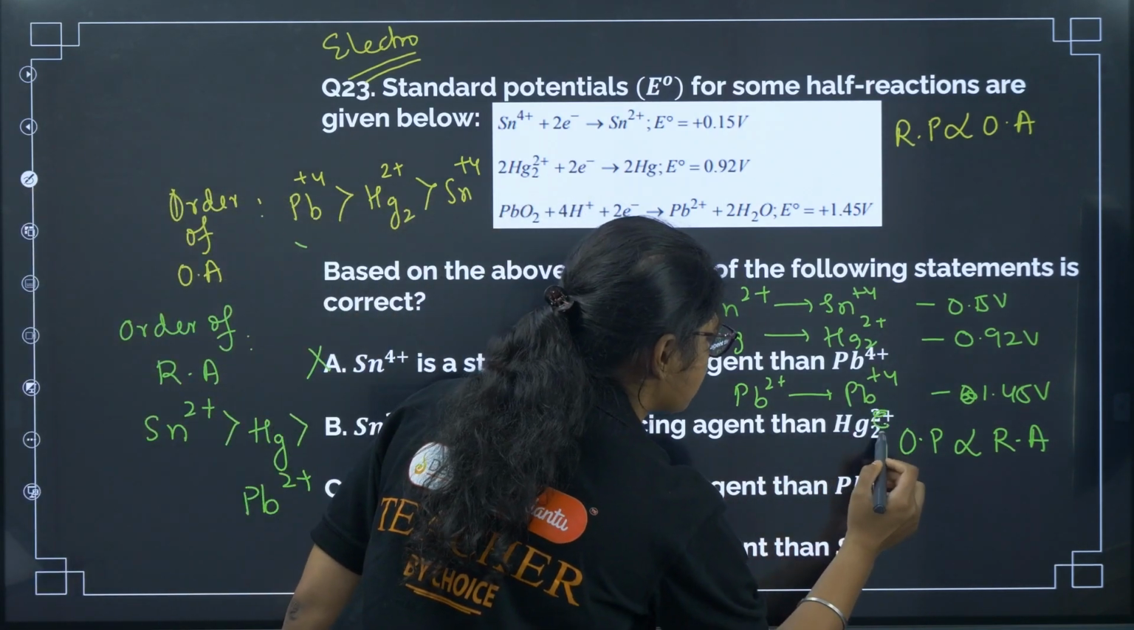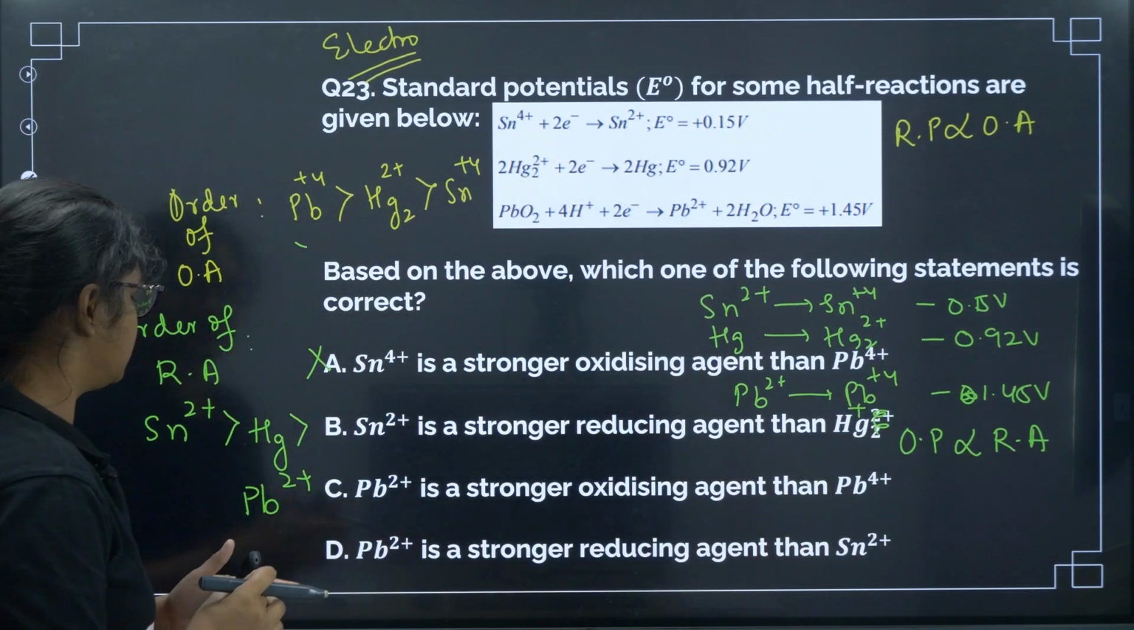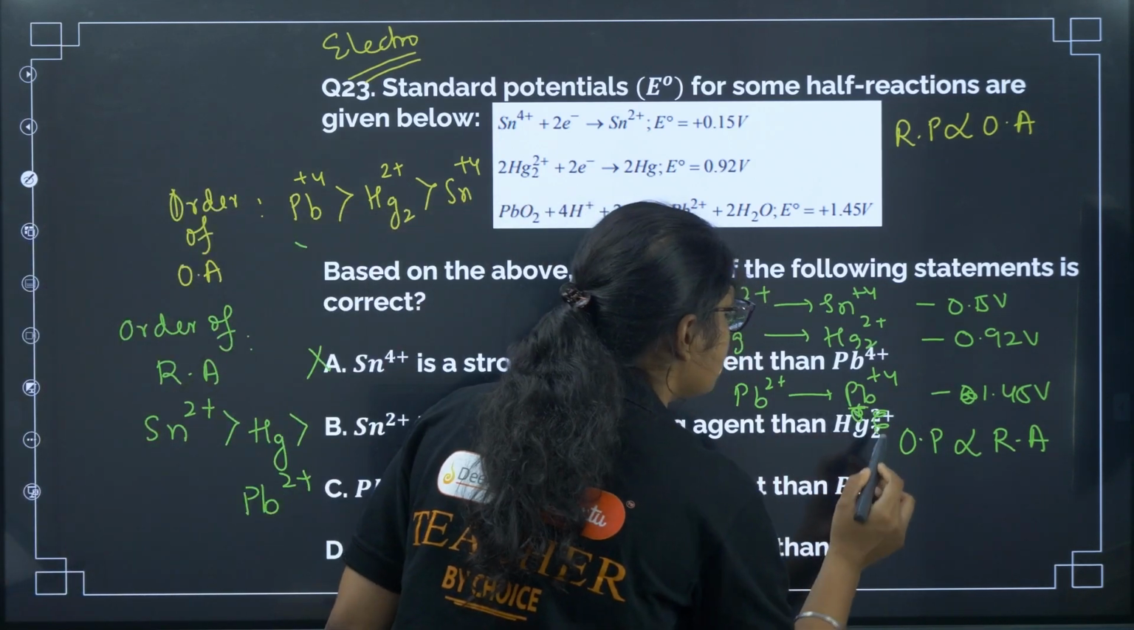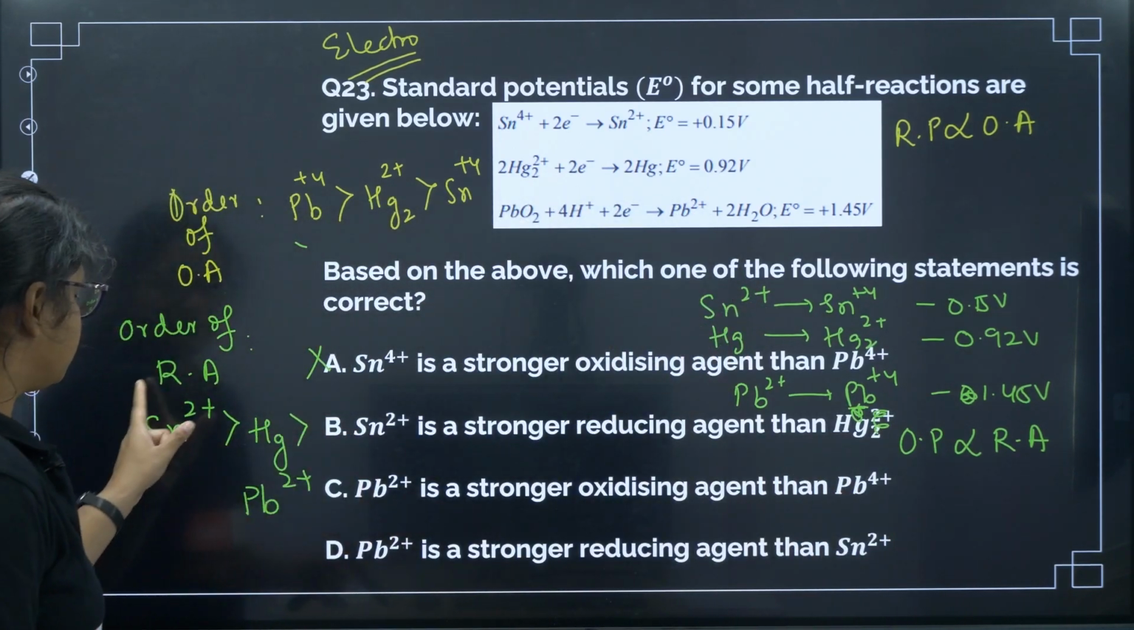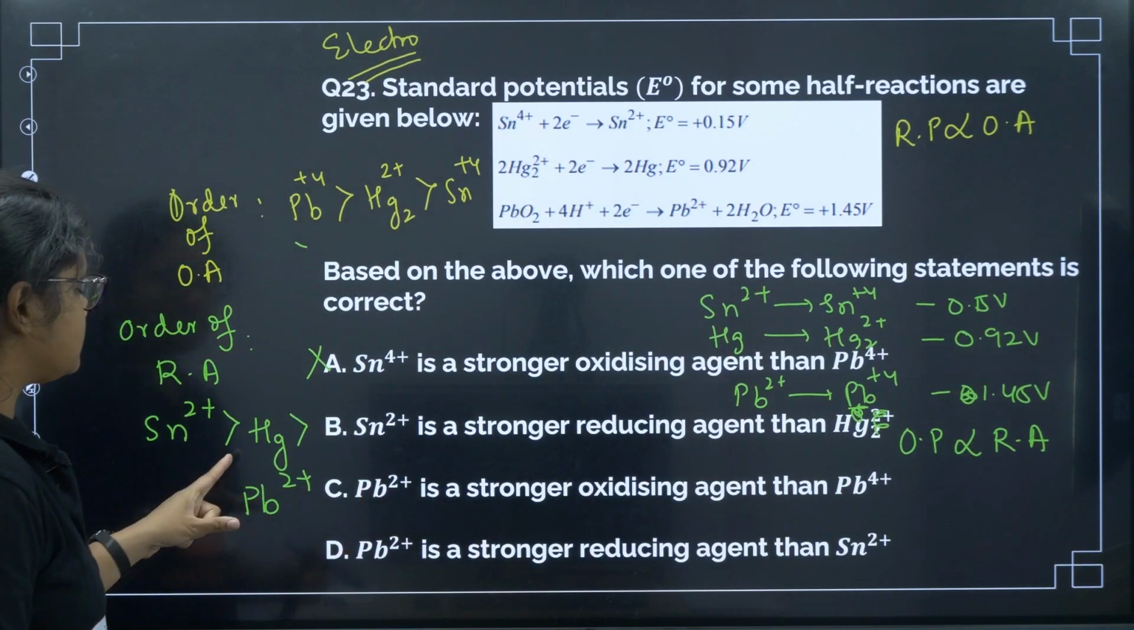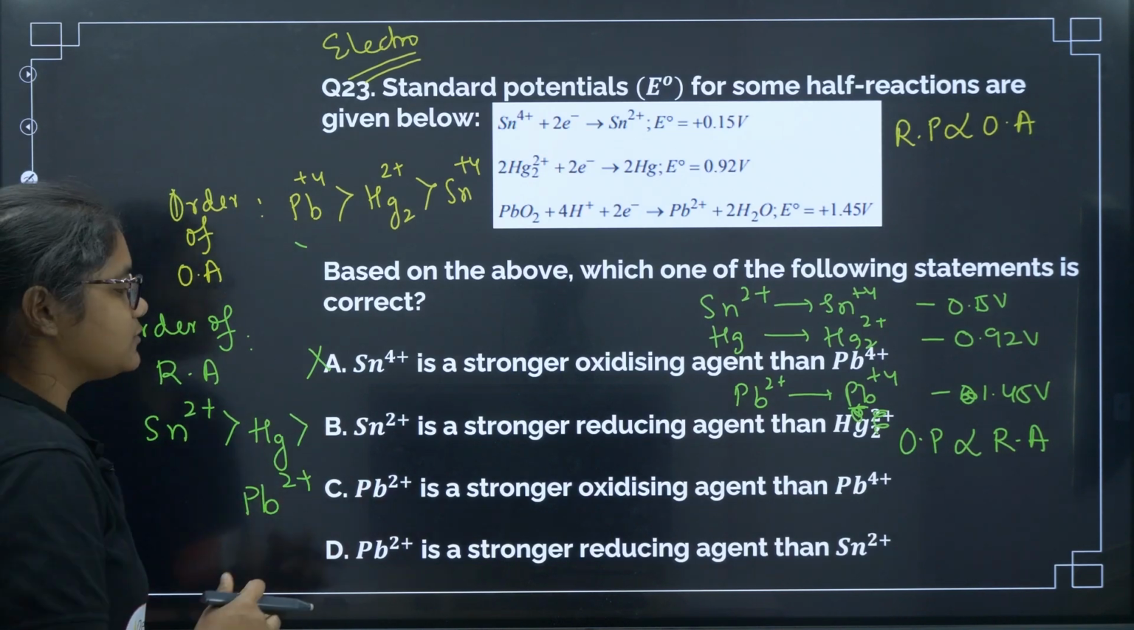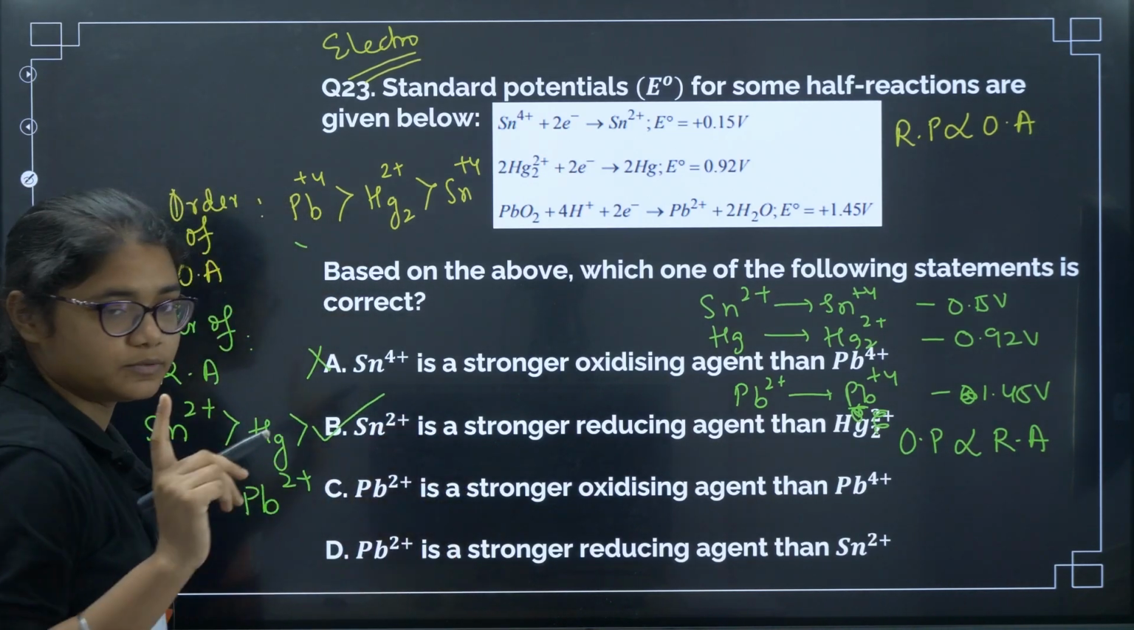So this one is Hg plus. So please correct this one. This is Hg only, okay, not Hg plus. So Sn2 plus, if you see the order here, Sn2 plus is a stronger reducing agent than Hg, right? So the correct answer for this question will be option number B.